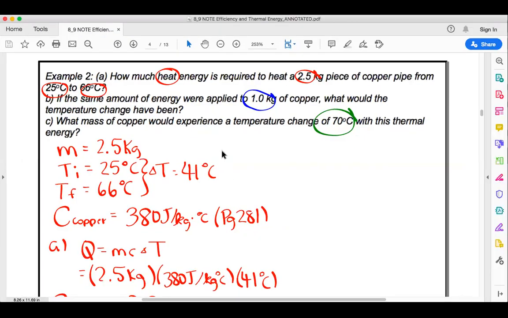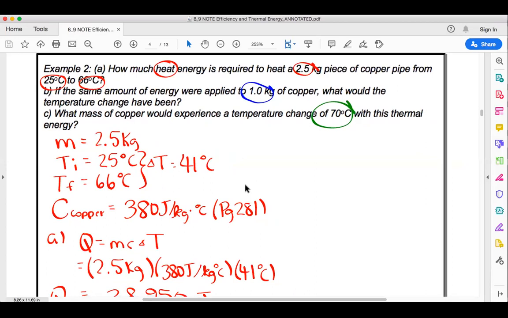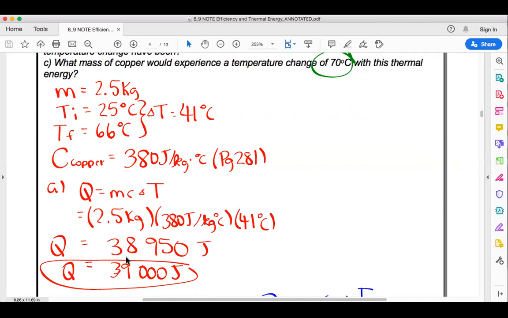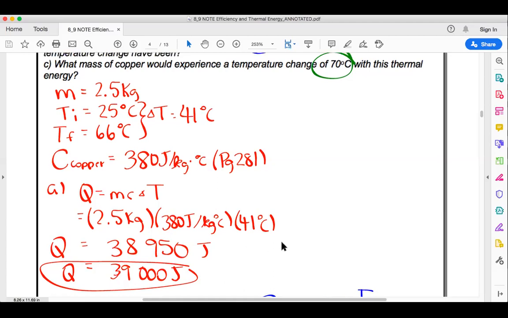So if we write out our givens, we have mass, we have initial temperature, we have final temperature, therefore we can find the delta T. We know the specific heat capacity of copper, and you notice it's joules per kilogram degree Celsius. So we are working with kilograms and we are working with degrees Celsius, so we're moving forward with compatible units. We want to know how much heat energy, so that's Q, and we only know one equation for Q so far, Q equals MC delta T. You substitute in those givens, and we get 39,000 joules, or you can say 39 kilojoules if you would like.